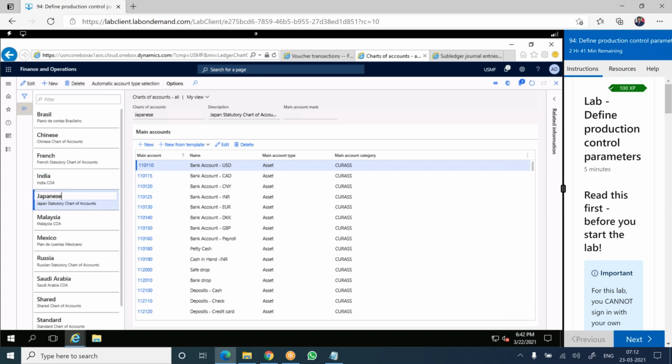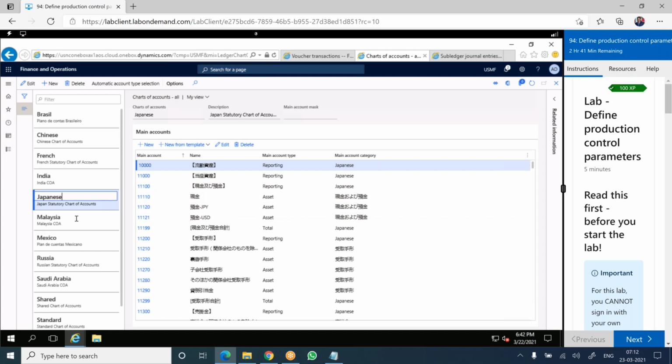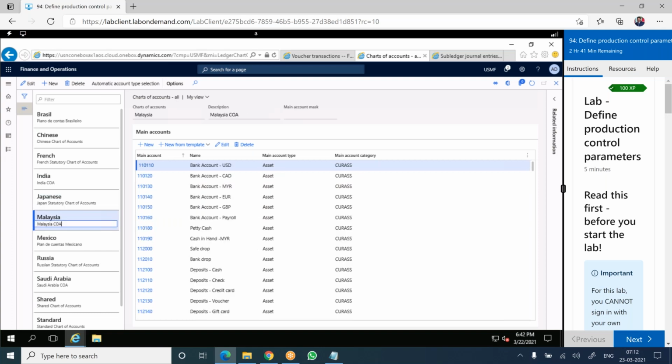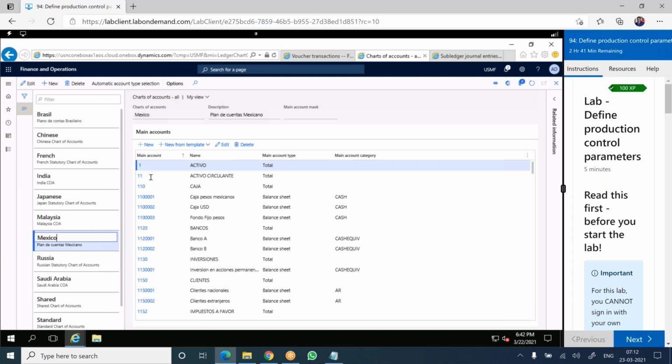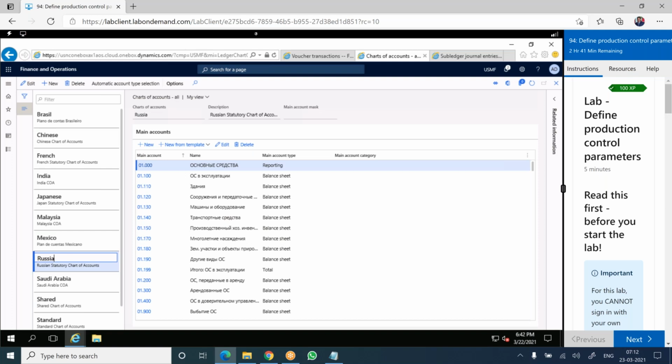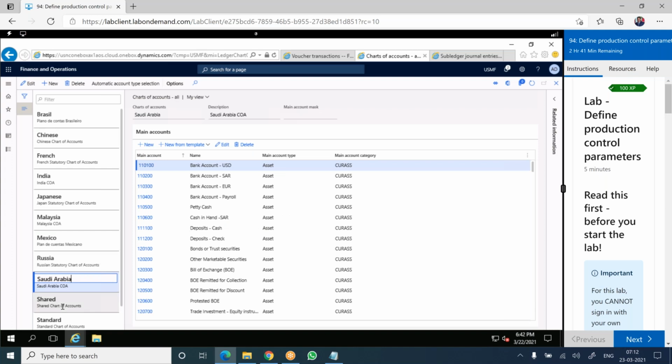Japanese, they are following differently. So Malaysian people, they are using differently. Mexico, they are following differently. Russia has differently. So it is not like you need to follow the same, but majority countries in the world, they are following like that.